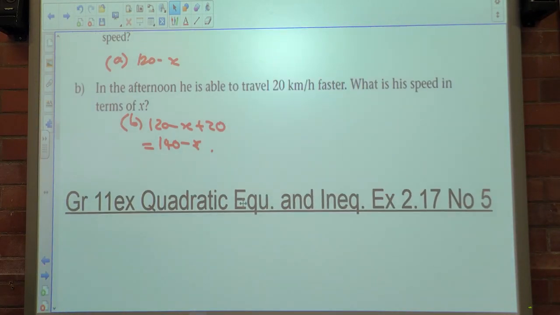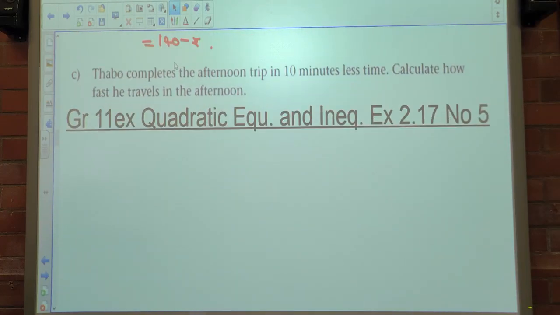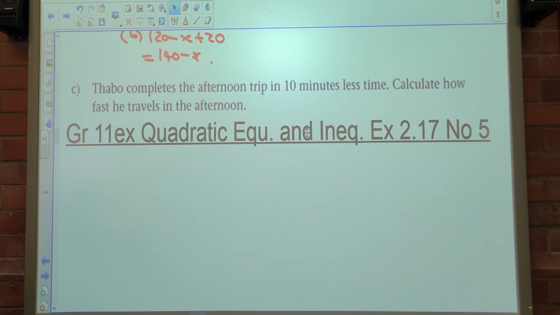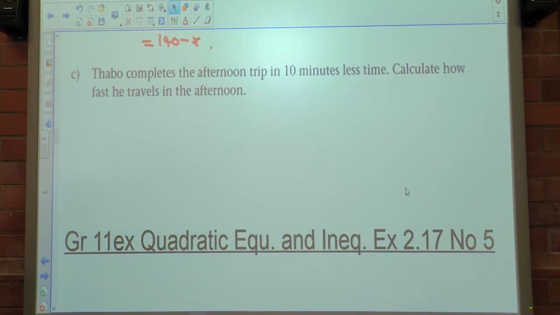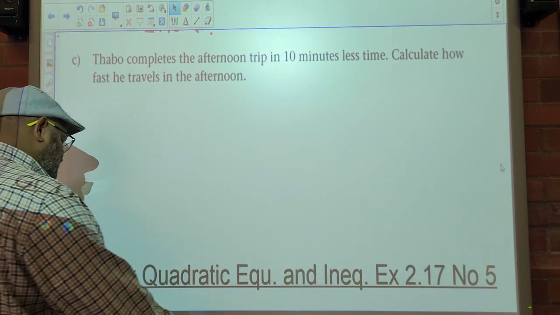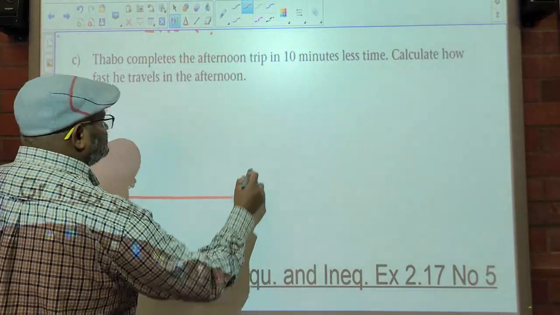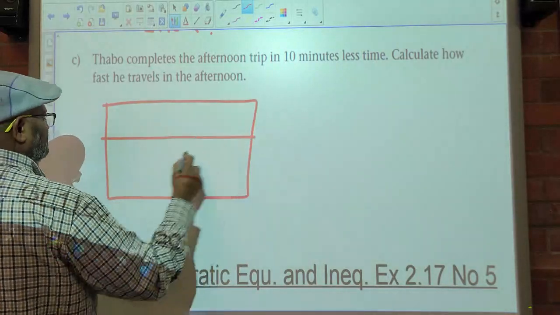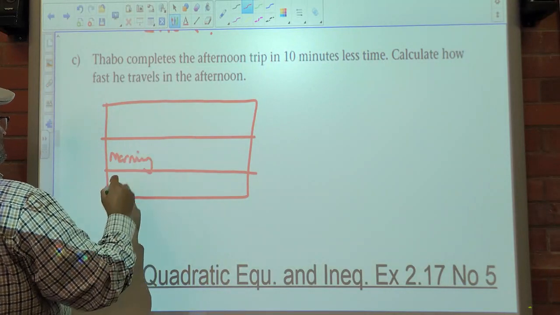Then we are asked, Tabo completes the afternoon trip in 10 minutes less time. Calculate how fast he travels in the afternoon. Okay, so again, that's a speed, distance, time question. So we go: the morning, the afternoon.